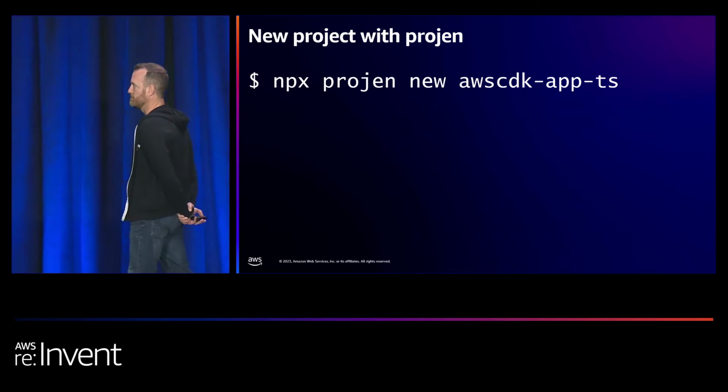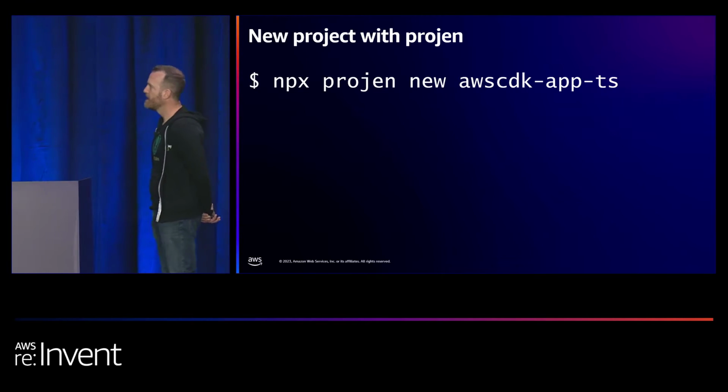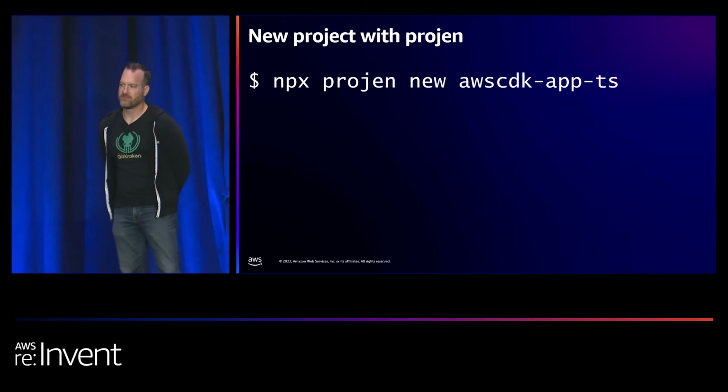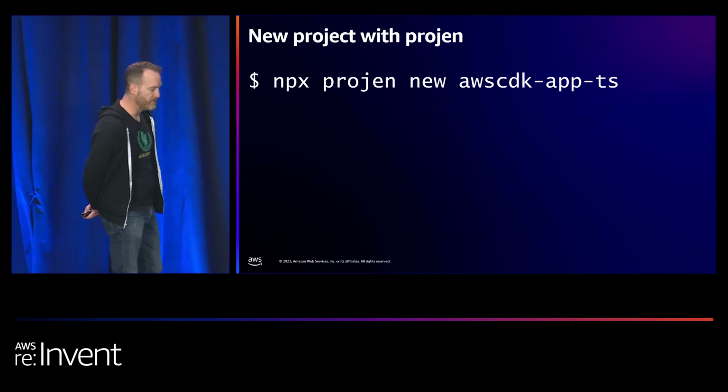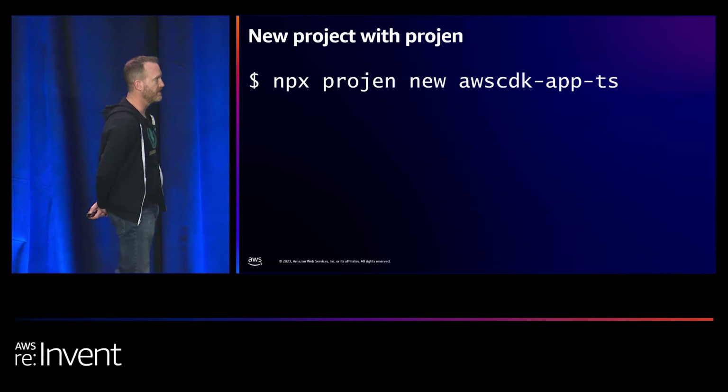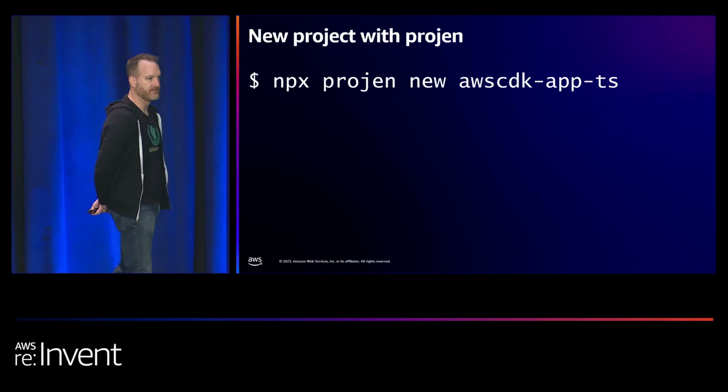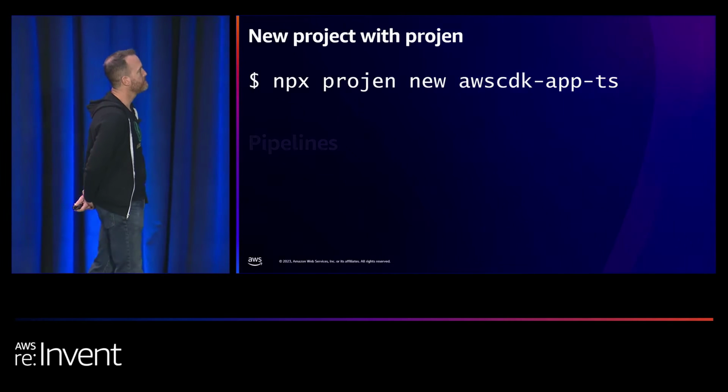In this case, I'm using npx to execute the projen CLI, and I'm saying that I just want to create a new TypeScript-based CDK app, and out of that, I get a whole bunch of files that are generated like git ignores, GitHub actions, sample files, tests, all sorts of stuff built for me.